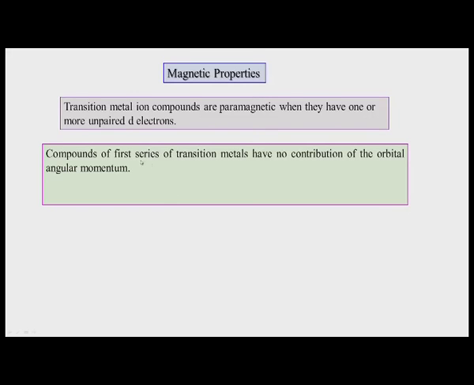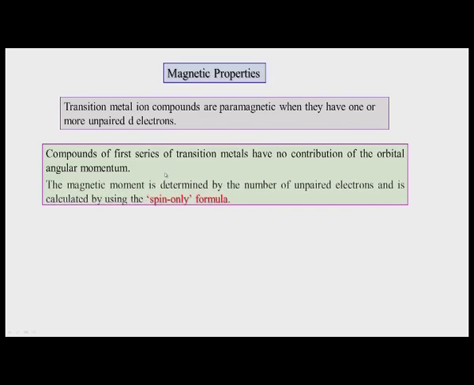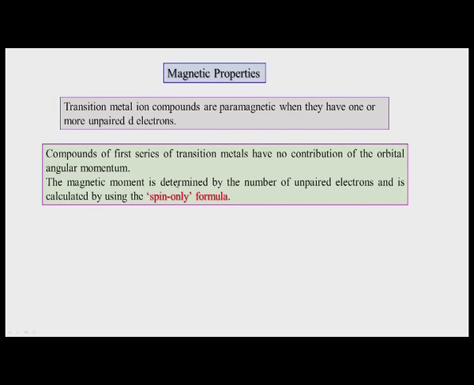For all these d electrons, we can have two types of contribution to the magnetic moment. One is from the orbital motion, another is from the spin motion. For the magnetic moment coming from the spinning motion of the electron only, we can use the spin-only formula, which tells whether the system is paramagnetic or diamagnetic. We have not encountered that in the s and p block elements, but it is a property of the d block elements, where we can have unpaired electrons in the d level.